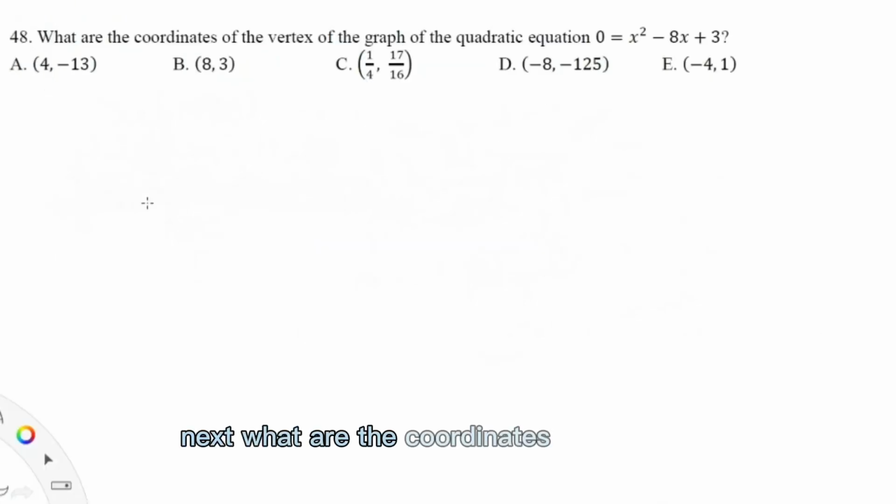Next, what are the coordinates of the vertex of the graph of the quadratic equation 0 is equal to x squared minus 8x plus 3? Alright, it's very simple to solve this. You first need to do the axis of symmetry. So let me explain this a bit.